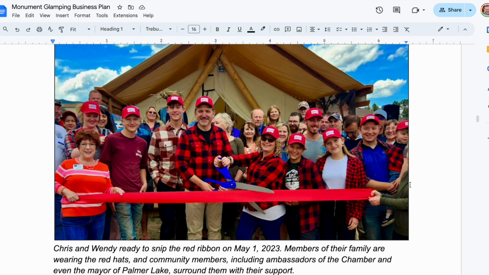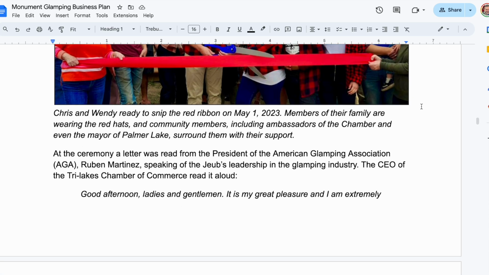Here all my family members have hats on, but you can also see a lot of business members. In fact, I'll use my pointer here. Here's a guy from my church, and these are people from the Chamber of Commerce holding the thing. Oh, where's the mayor? There's a mayor in there too. The mayor is right here. This girl right here is the mayor of Palmer Lake, and the mayor of Monument wasn't there that day, but there's some neighbors here too. These are people who came out to support my business, and we took a picture in front of this picturesque tent, sunshine.